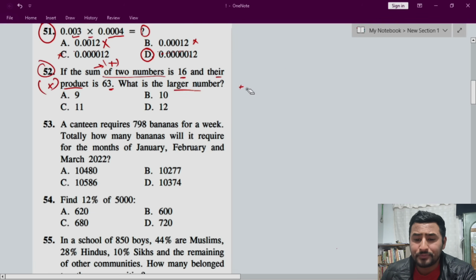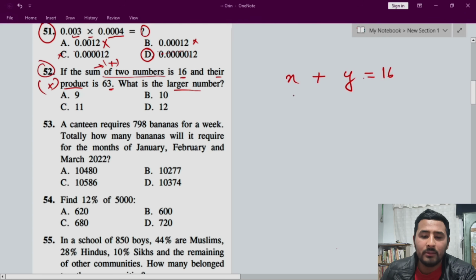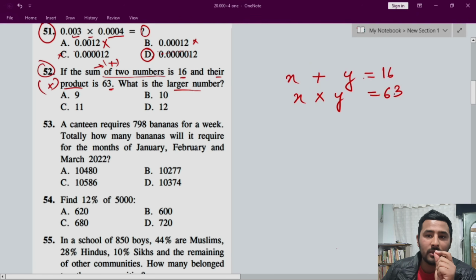So let us do it like this. There are two methods for this one, using the formula, and the other one directly. I'll just use logic for this one. Like we used to write, let the numbers be x and y. Sum means addition of these two, and you have to get 16. Product means multiplying x and y, and you have to get 63. So think of those two numbers which, when added, give 16, and when multiplied, give 63.